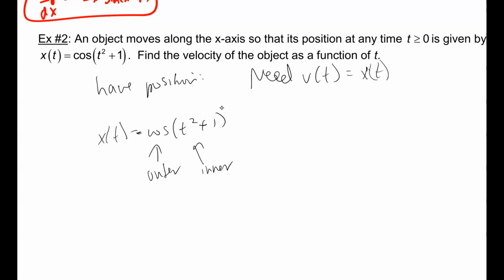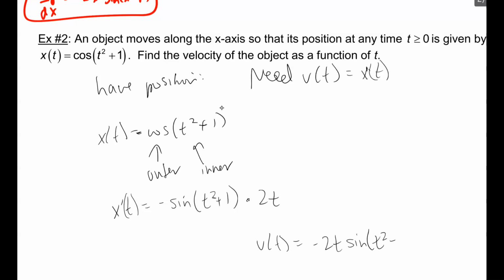So first the outer function, so x prime of t. Derivative of cosine is negative sine. Leave what's inside. Now take the derivative of t squared plus 1. So it's going to be times 2t. So v of t is equal to negative 2t sine of t squared plus 1.